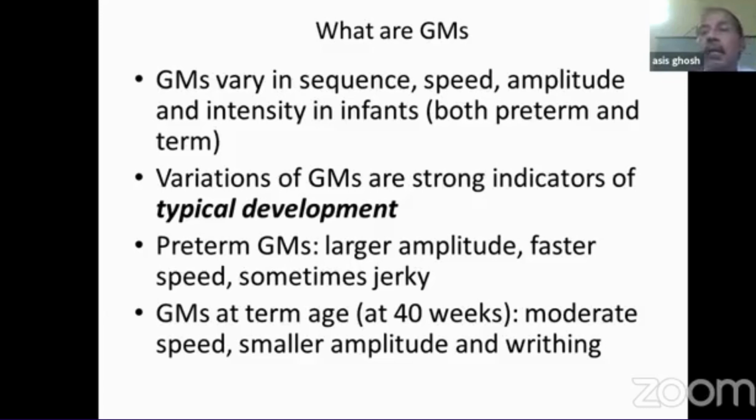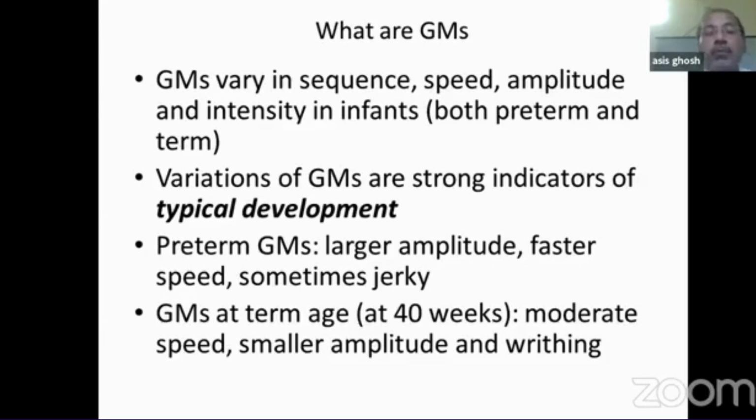From high amplitude to low amplitude, high speed to moderate speed, minimum speed, these variations as the child grows and comes towards term age are a strong indicator of typical development. If it is not there, we will come to that, we will see that.